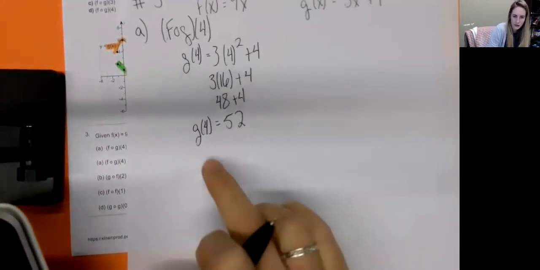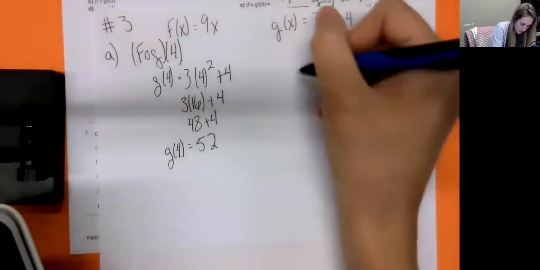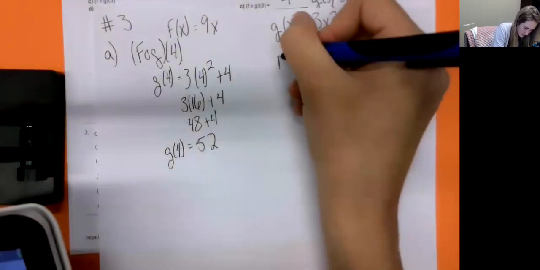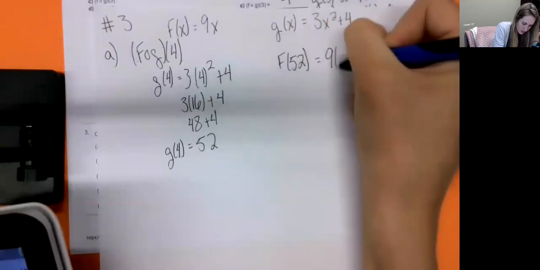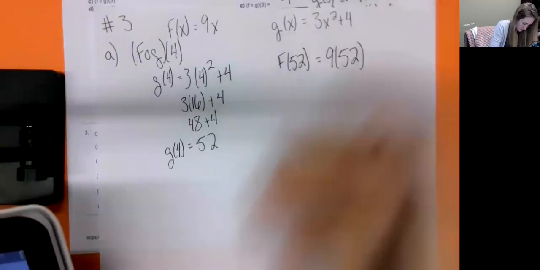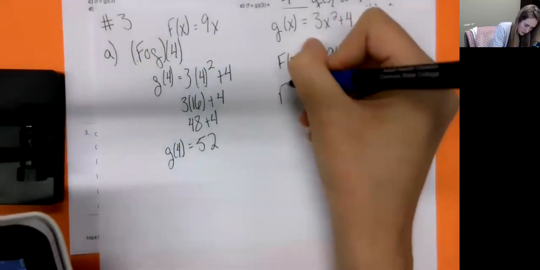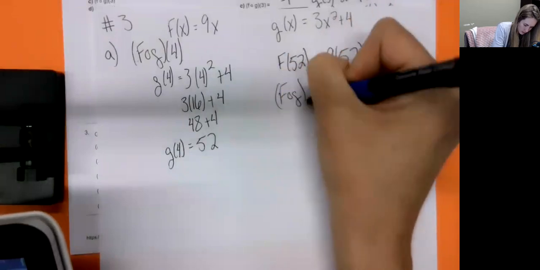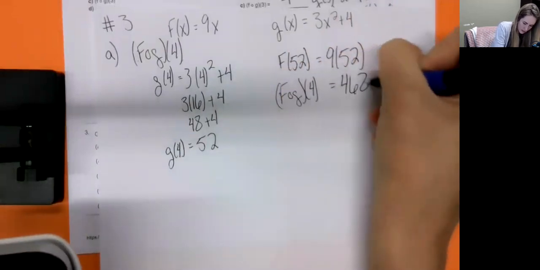Then we're going to take our 52 and put it into this f function. So we'd have f of 52 equals 9 times 52. So f of g of 4 equals 468.